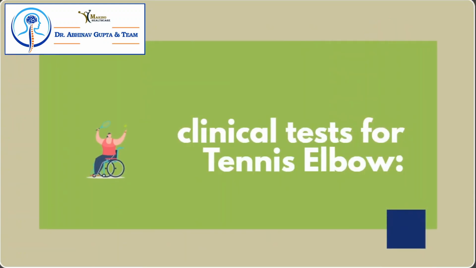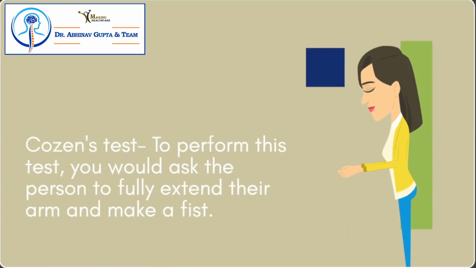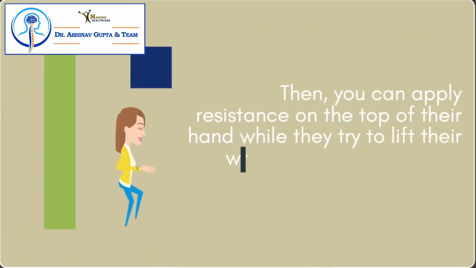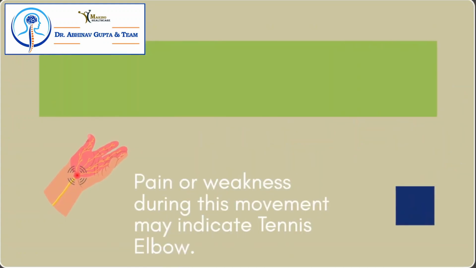Clinical tests for tennis elbow. Cozen's test. To perform this test, you would ask the person to fully extend their arm and make a fist. Then, you can apply resistance on the top of their hand while they try to lift their wrist upwards against the resistance. Pain or weakness during this movement may indicate tennis elbow.